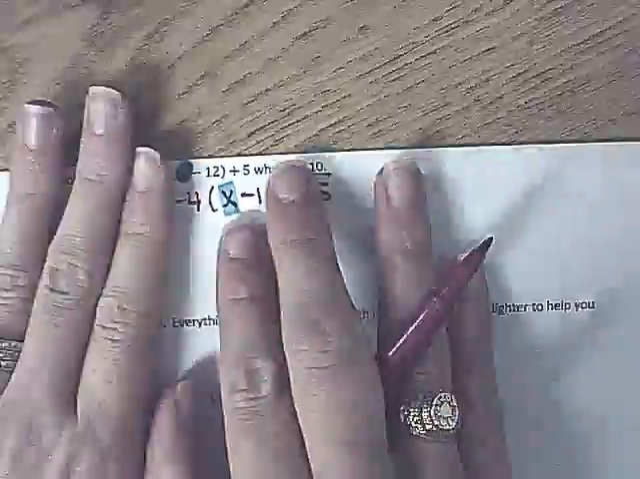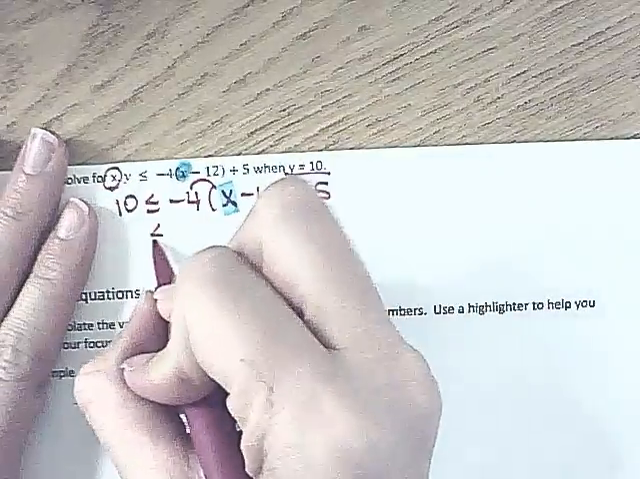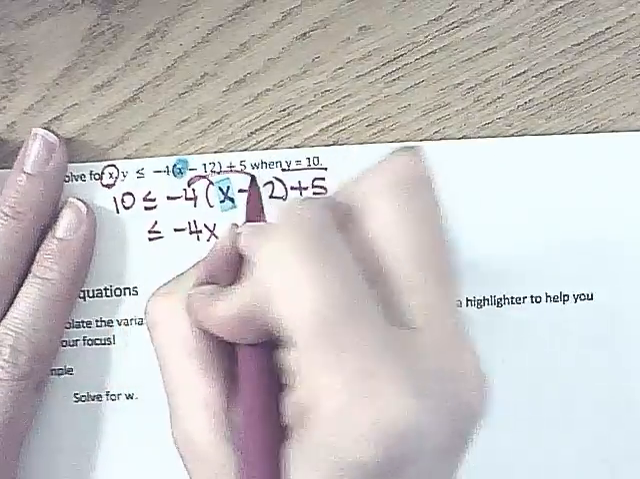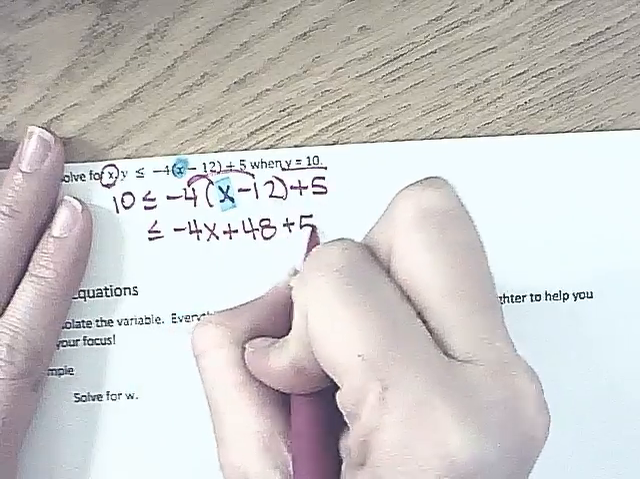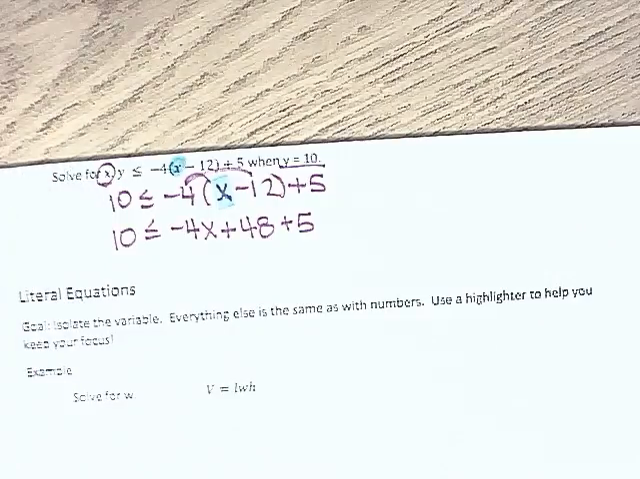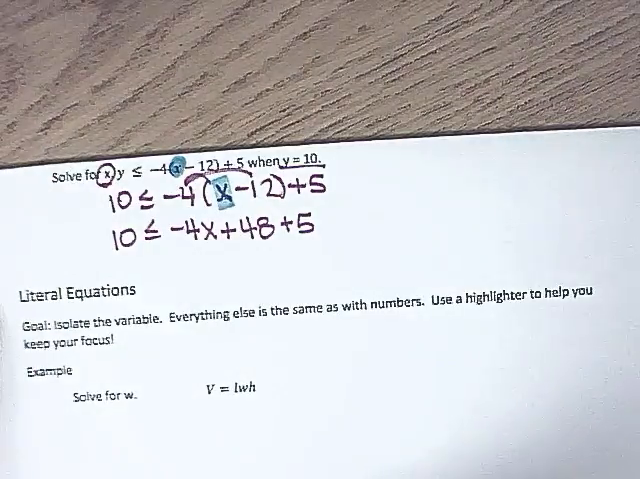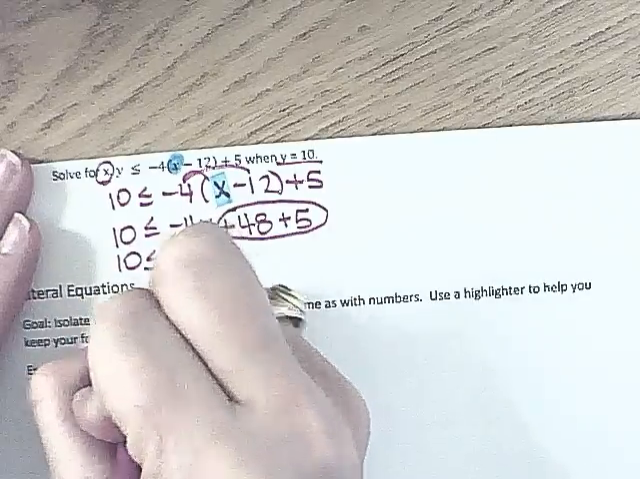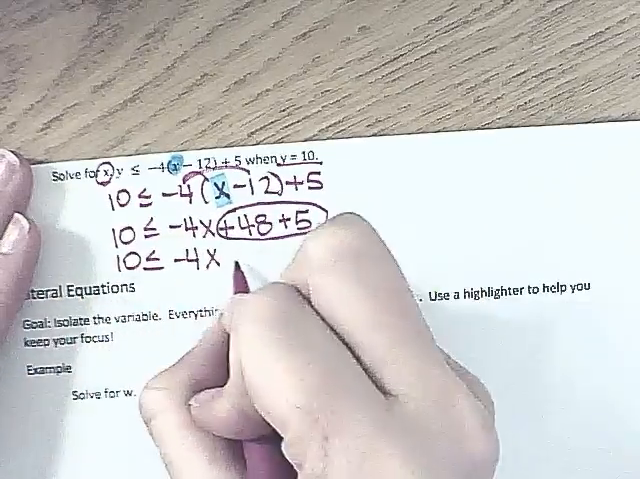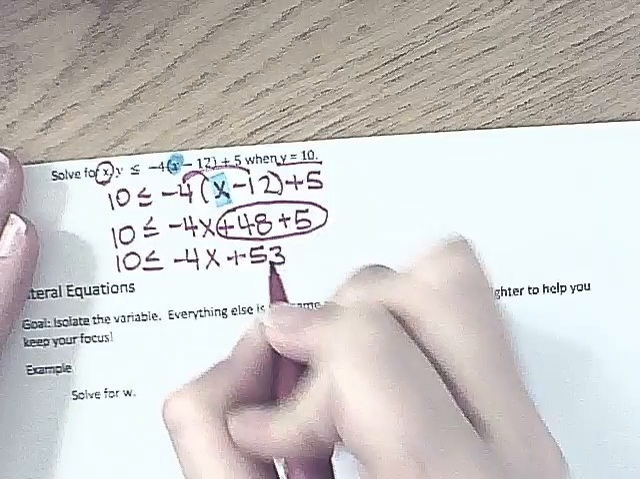I see distribution over here on the right. So I'm going to distribute negative 4 times x, negative 4 times negative 12. Again, watch that double negative. That's a major problem spot for people. And then I'm going to carry down my 5. I see that I have some like terms here. So everything else stays exactly the same. And 48 plus 5 is 53.